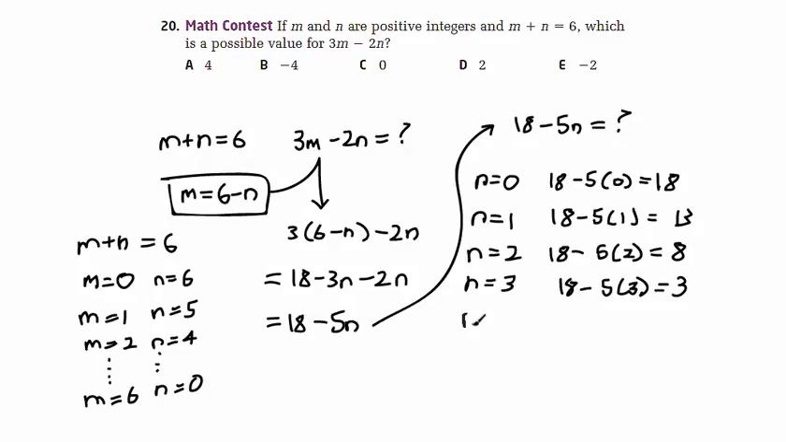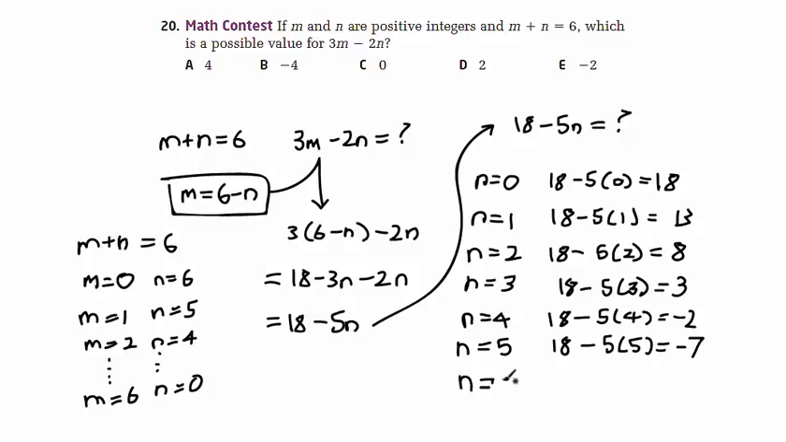3. When n equals 4, 18 minus 5 bracket 4, 5 times 4 is 20, and 18 minus 20 is minus 2. And n equals 5, 18 minus 5 bracket 5 equals 18 minus 5 times 5, which is 25, which equals minus 7. And then finally n equals 6. 18 minus 5 bracket 6, 5 times 6 is 30, and 18 minus 30 is minus 12. So these are all the possible answers for 18 minus 5n, which is the same thing as 3m minus 2n.